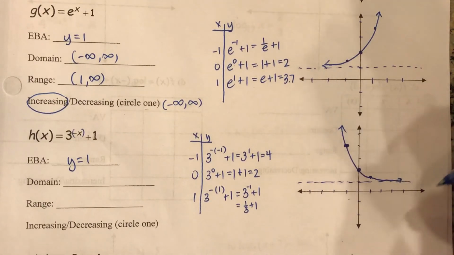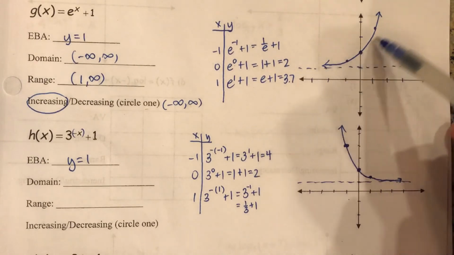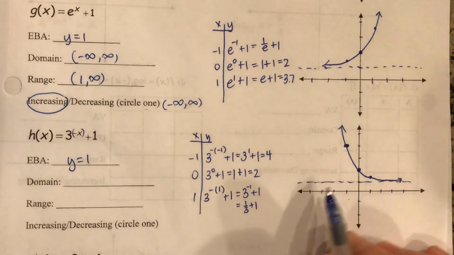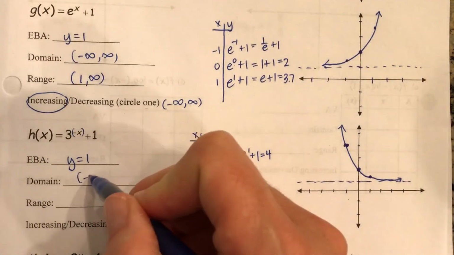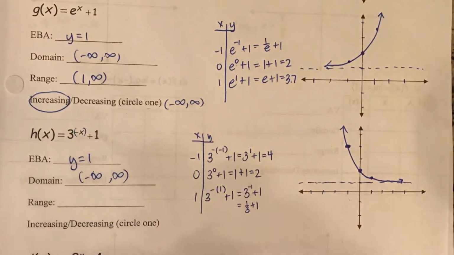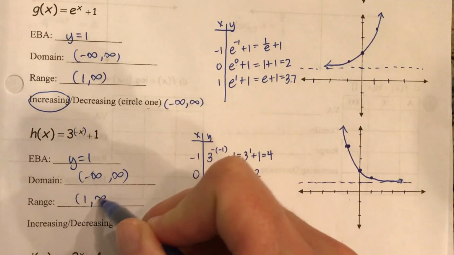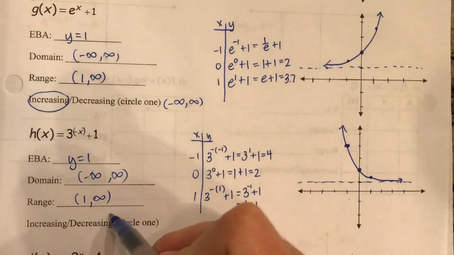This looks like a reflected exponential. So instead of being growth, it is actually decay. All right, and so this is from negative infinity to infinity. That's our domain. And then our range is 1 to infinity. And this sucker is now decreasing.